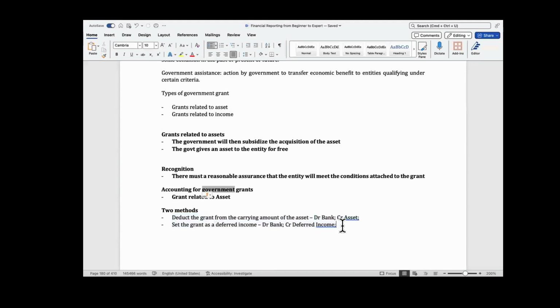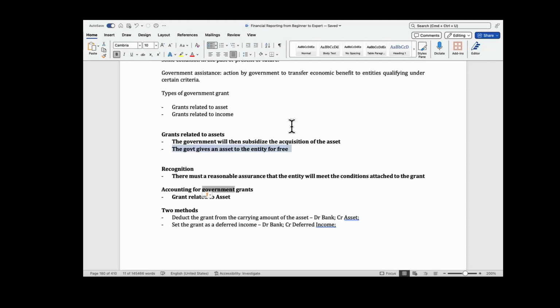Now, before I move forward, there is this one. If government gives you an asset for free, note that you would have to then determine what amount you are going to put that asset at in your books.